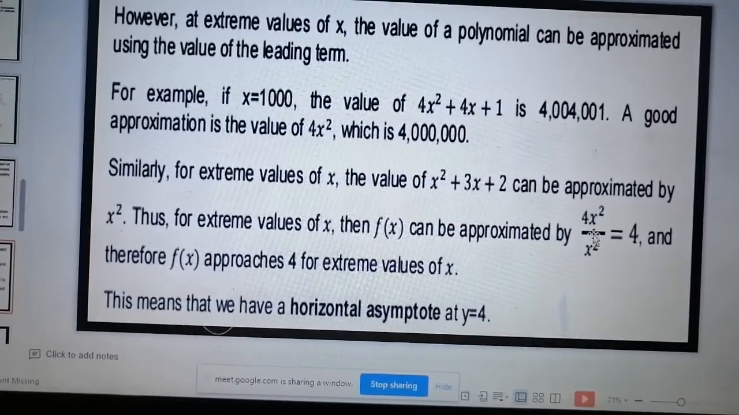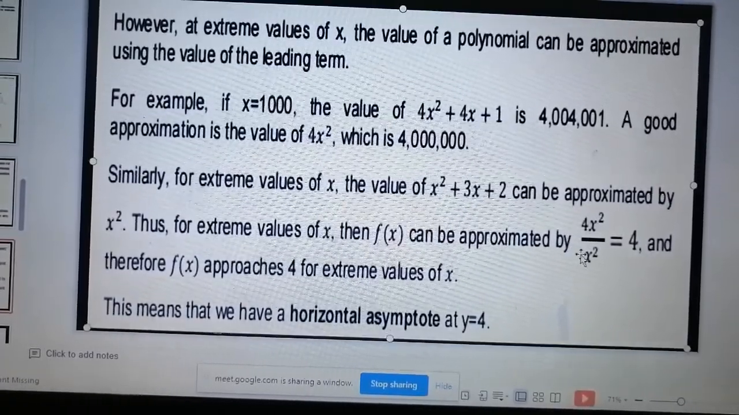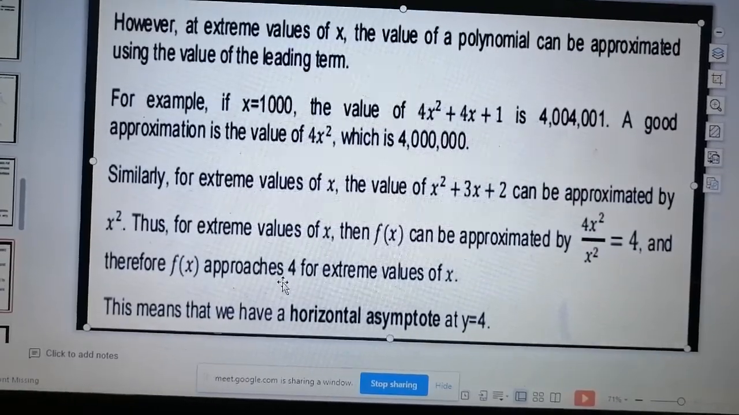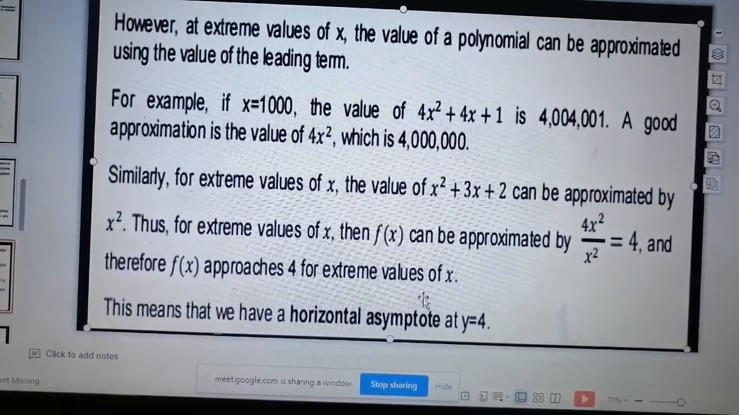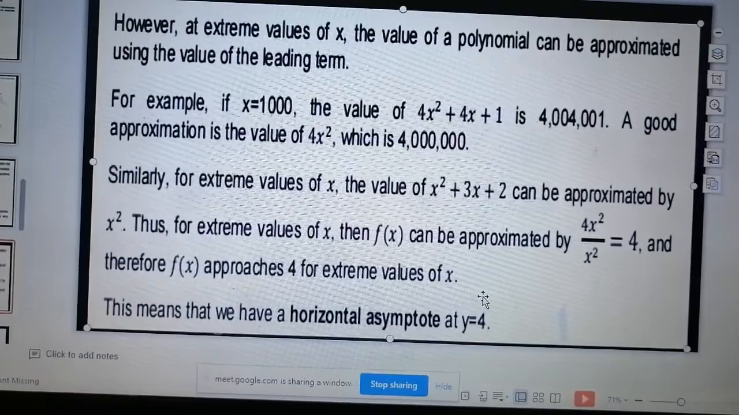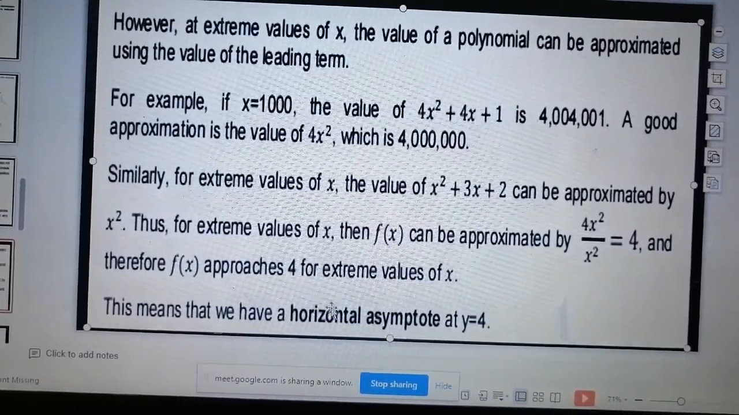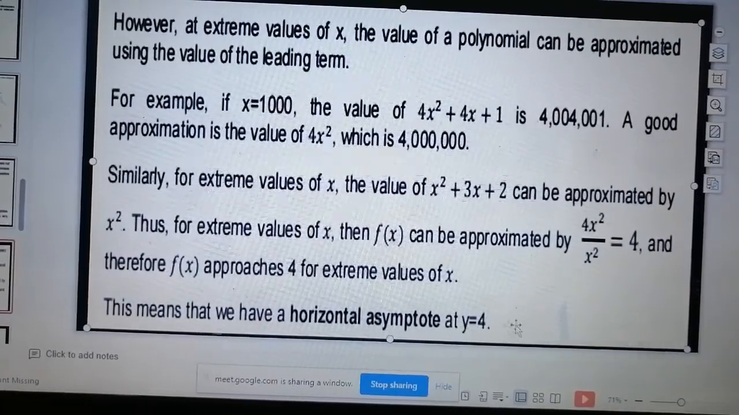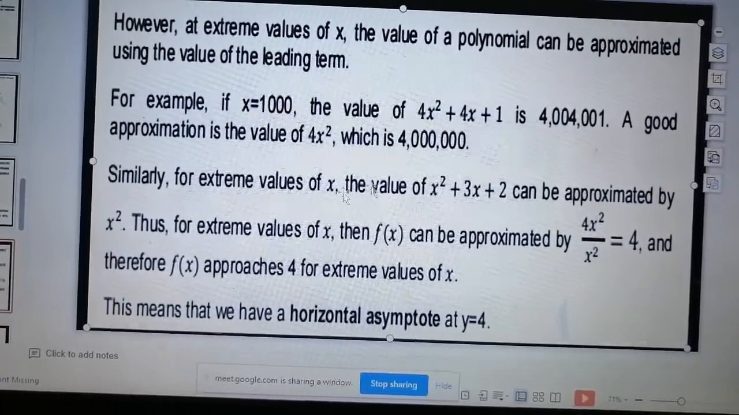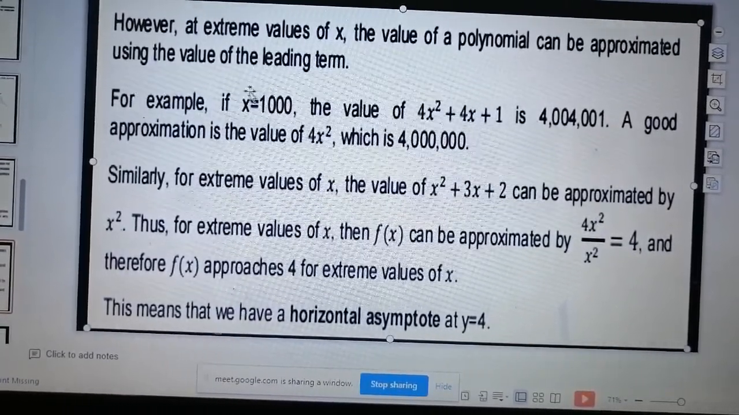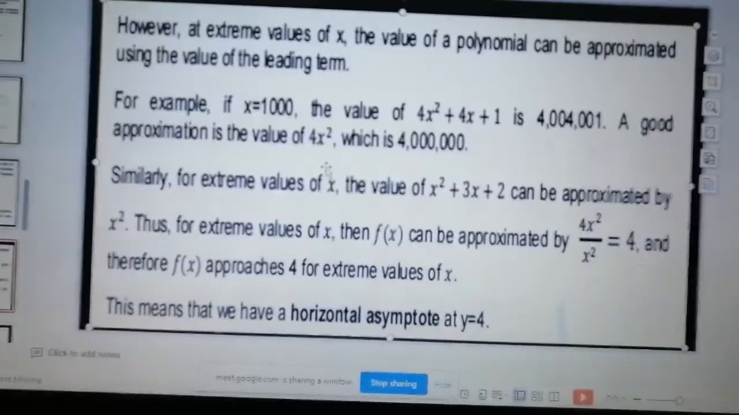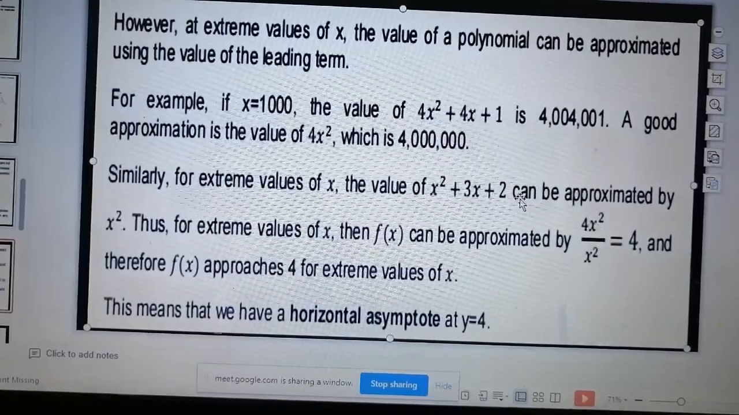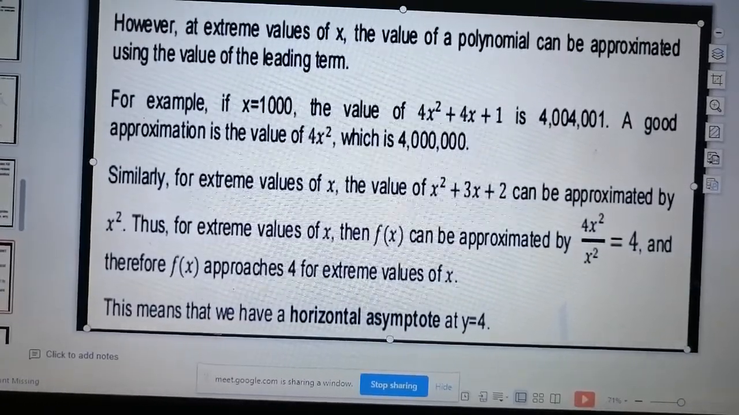Excuse me, na-cancel natin yung x squared. So, approaches for extreme value of x. So, ang magiging horizontal asymptotes niya ay y is equals to 4. Nakuha? Okay. Kunin lang natin laging first term.